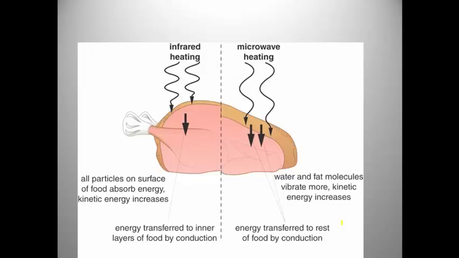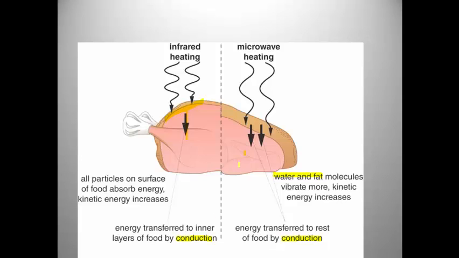Alright, so just comparing infrared heating and microwave cooking: like I said, infrared heats the outside first and travels by conduction. With microwaves, the water and fat molecules absorb the energy, their kinetic energy increases, and it passes on through the food by conduction. So both of them cook by conduction.